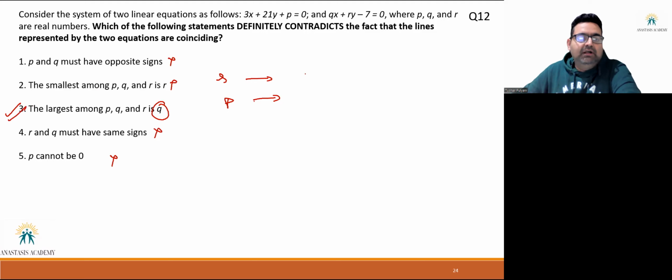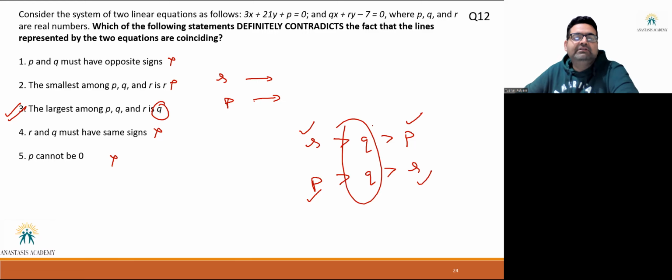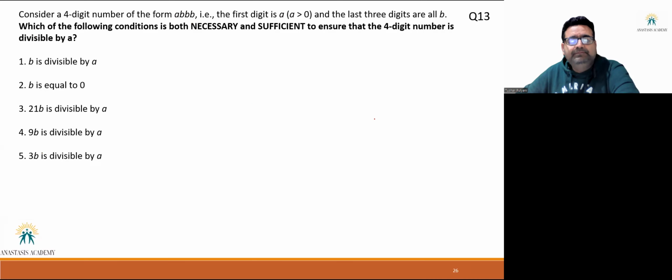Do you understand this? We had some technical thing, I had to erase the solution. But you remember, we got this, right? In one case, it was R greater than Q greater than P. In the other case, we had P greater than Q greater than R. So here R was largest, P was smallest. Here P was largest, R was smallest. Q was always in the middle. So largest being Q is contradicting what we set out to. So the answer will be option 3, right?